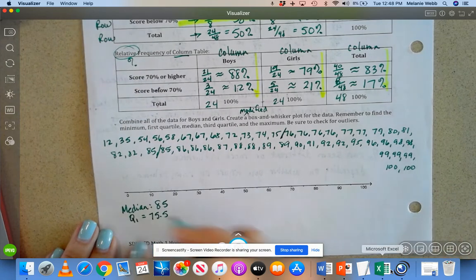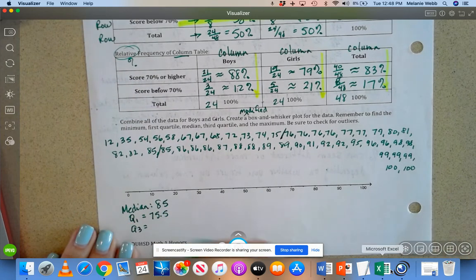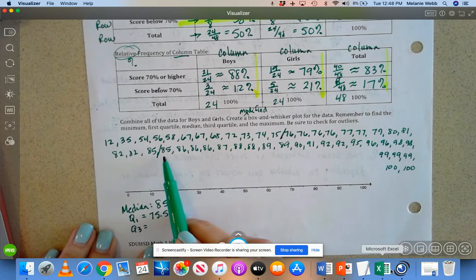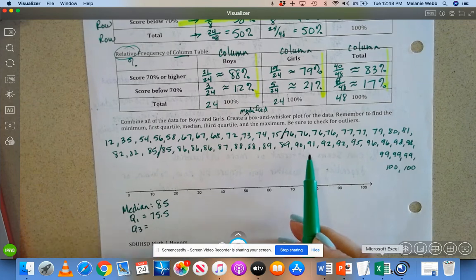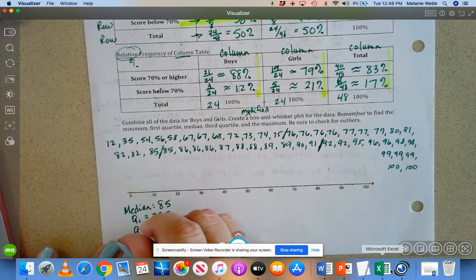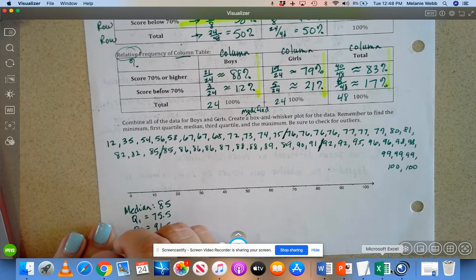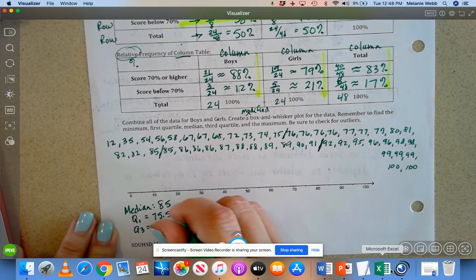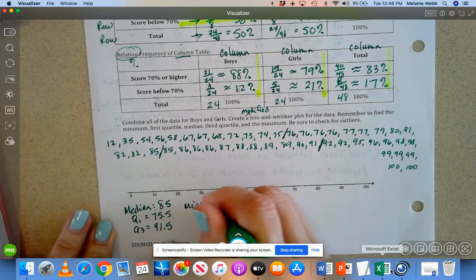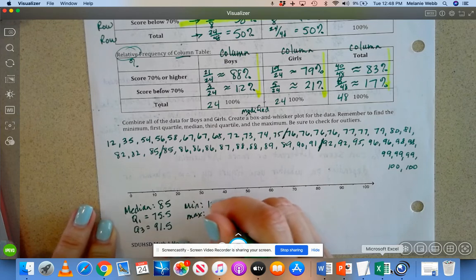My Q sub 3, my upper quartile, starts halfway through the upper half. It must be between my 12th and 13th piece of data, which is right here. So I take it in the middle, 91.5. And then my lower extreme, or my minimum, is easy, 12. My maximum, or my upper extreme, is 100.